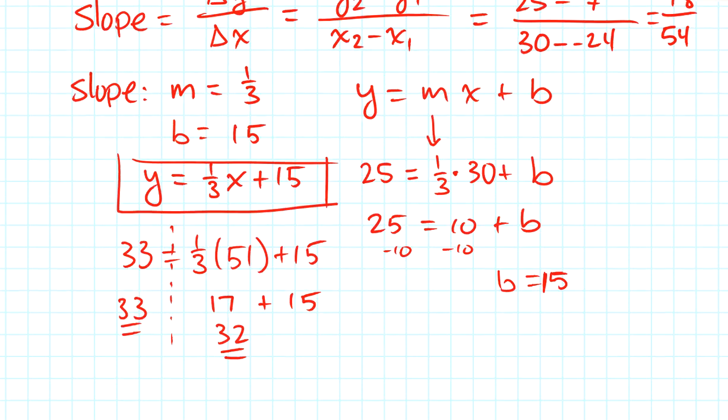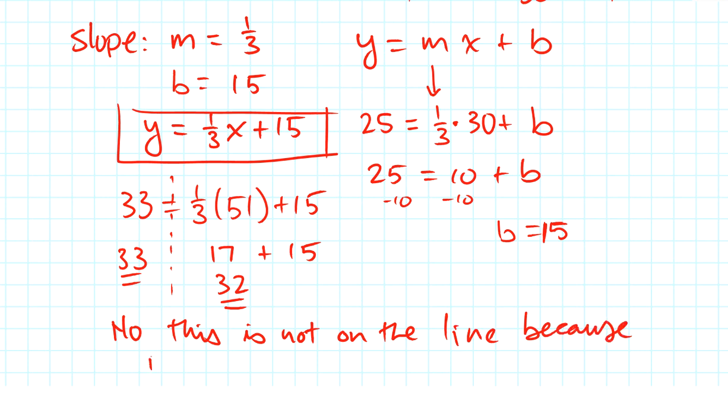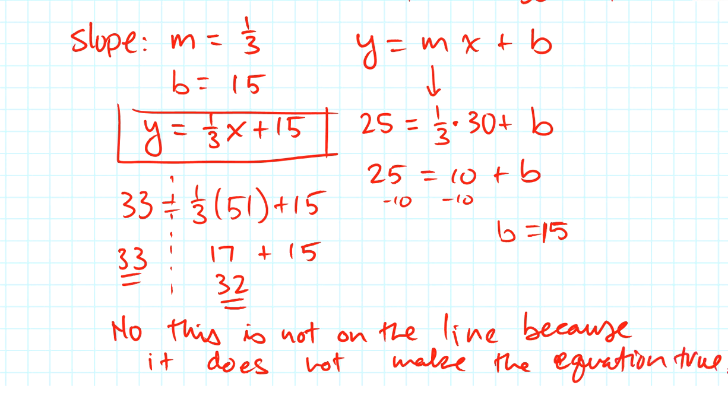So my answer here would be no, this point is not on the line. And the reason why it's not on the line is because it doesn't make the equation true. And by that I mean 33 is not 32.